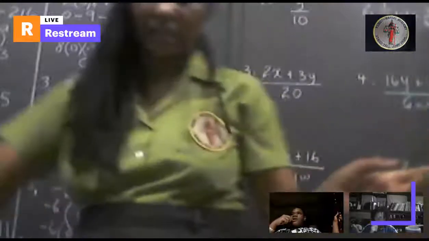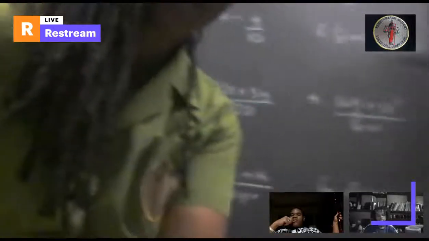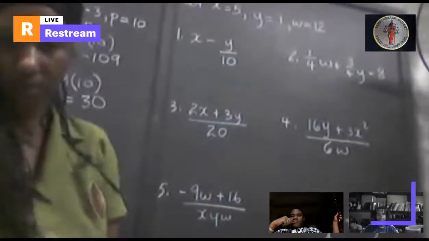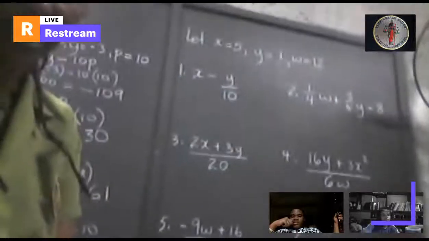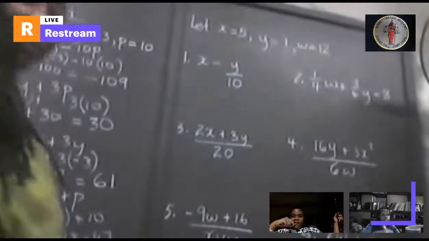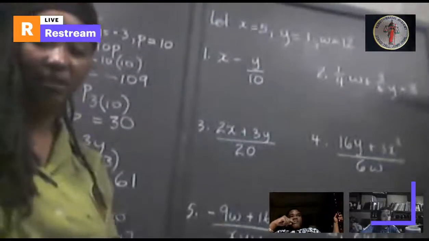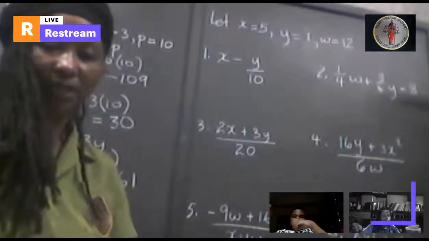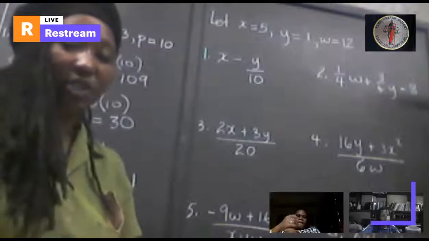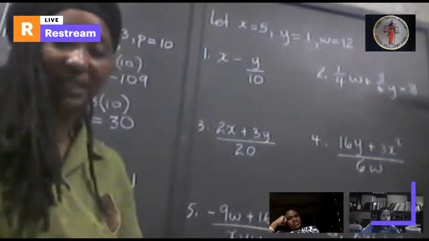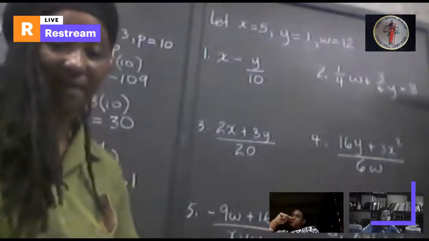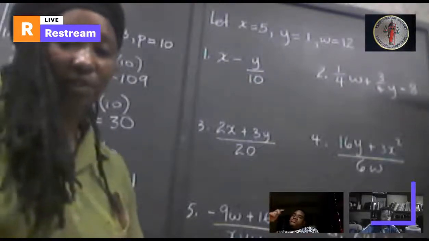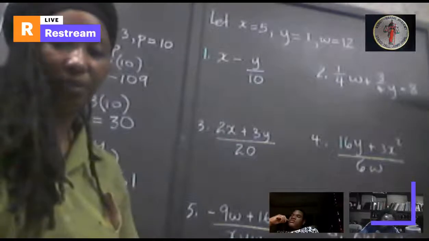All right, so let's work these now. So these are fractions. In this case, we're saying let x be 5. So x is 5, y is 1, and w is 12. We're just going to substitute those values. Wherever we see x, we're going to put 5. Wherever we see y, we're going to put 1, and w 12.